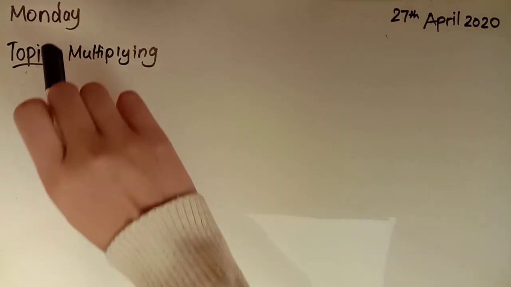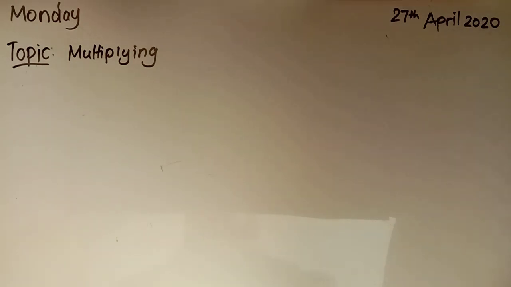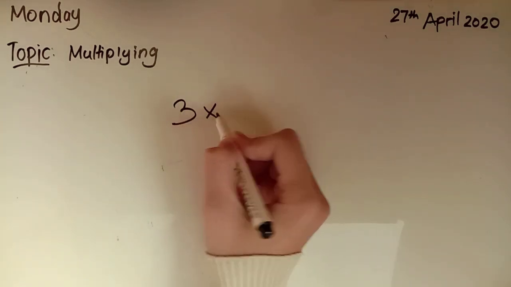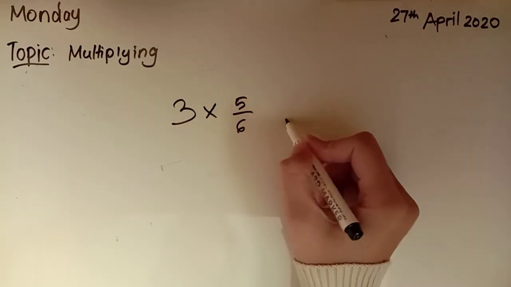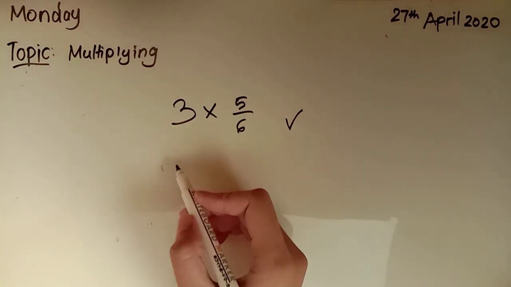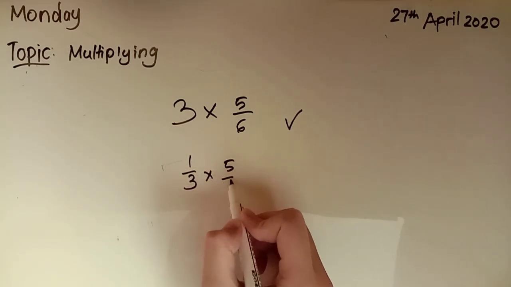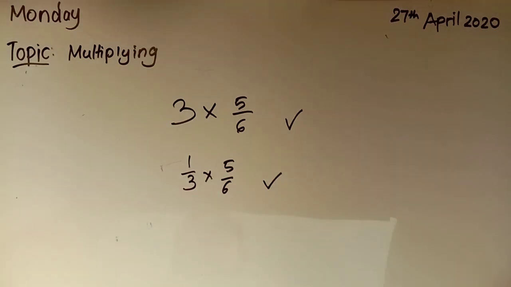So today is Monday, 27th of April 2020, third lesson for this week. So we have looked at multiplying fractions with whole numbers, something like this, 3 times 5 over 6. Next, we have looked at multiplying with proper fractions. For example, 1 over 3 times 5 over 6. We have done that as well.